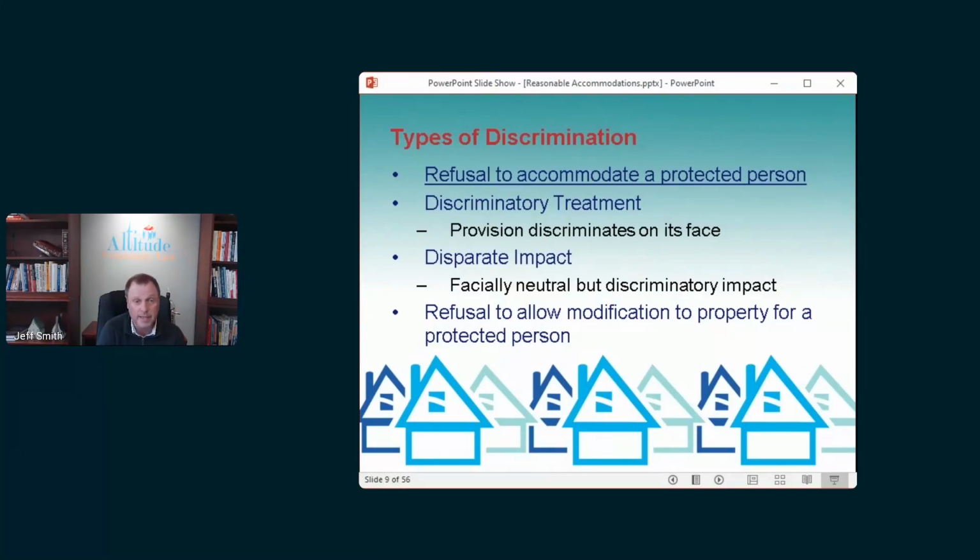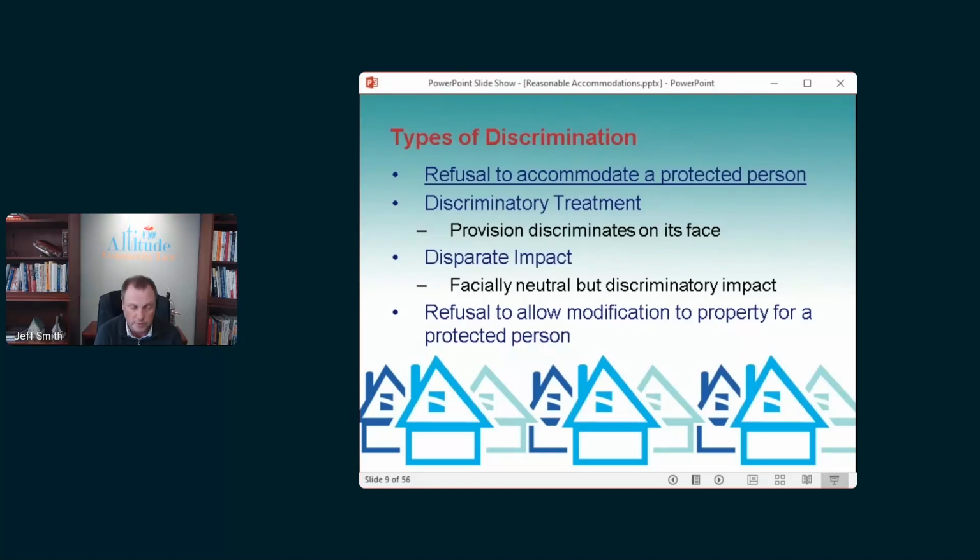Another way is disparate impact. That is something that is facially neutral, but has a discriminatory impact. So something like that might be a no noise rule that only applies to children screaming and playing outside. So if you have a rule that says quiet time between 4 and 6, so no yelling or no loud noises in the common area between 4 and 6, while on its face that might look like it's facially neutral.